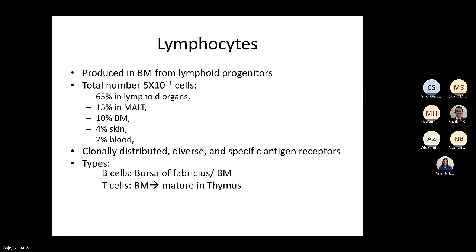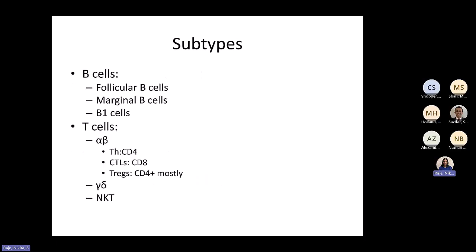As we know, these lymphocytes are clonal, which means their specificity is different for all of these lymphocytes that are present in the body. They are what are called clonally distributed. They are diverse and they have specific antigen receptors on their surface. As we know, these are T or B cells. T cells come from bone marrow and mature in thymus, and B cells again come from bone marrow and they complete their maturation in peripheral lymphoid tissues.